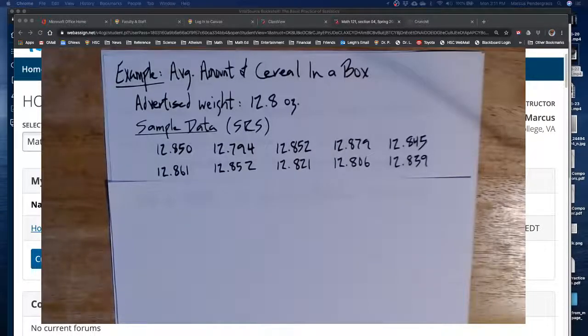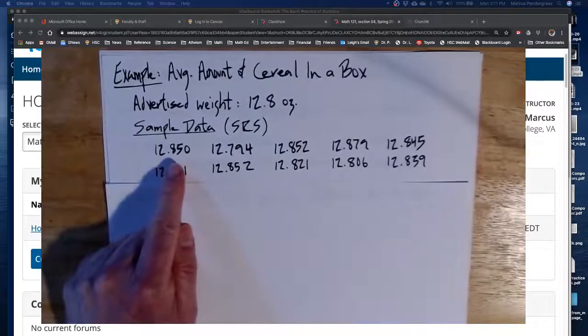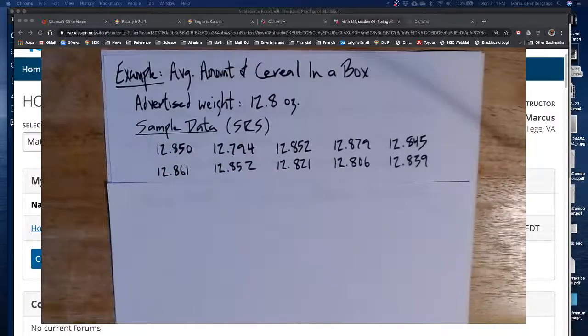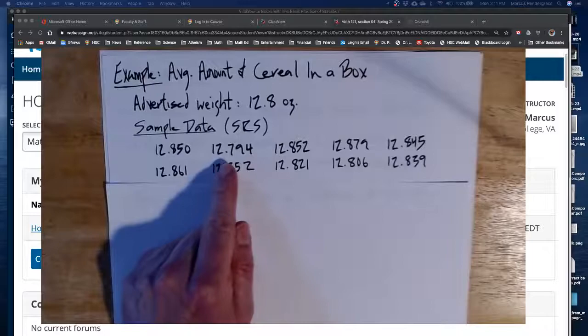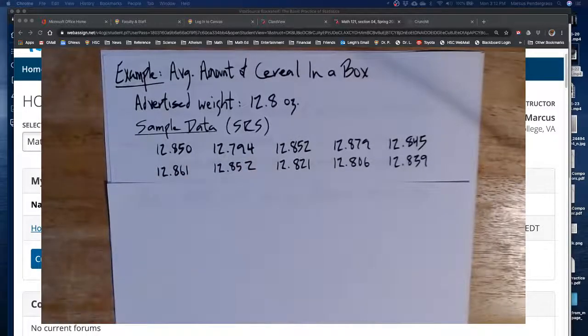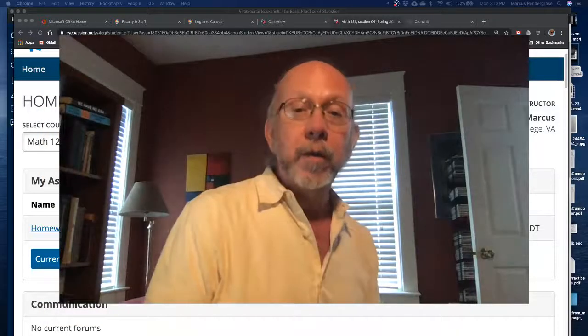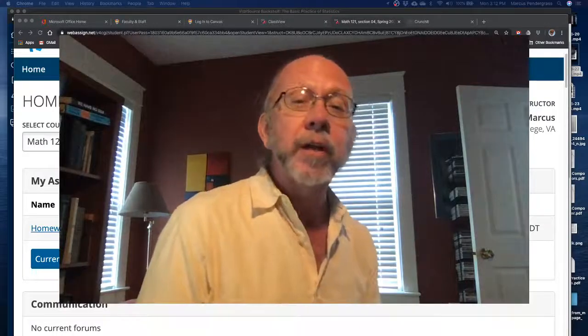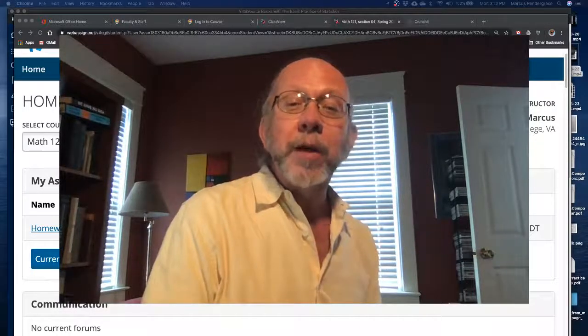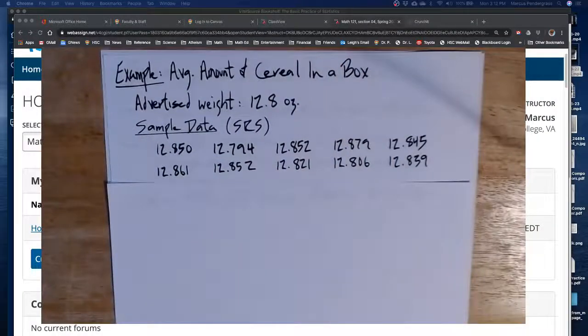We wouldn't expect each box to weigh exactly the same thing, and that's indeed what you see in the data here. So the first box of cereal we got weighed 12.85 ounces, a little bit more than the average weight. The second one weighed 12.794 ounces, a little bit less than the average weight. So if you were the person who got that second box of cereal, I guess you'd be in store for some kind of refund, maybe. And then you see that same kind of variation in all 10 boxes of cereal.